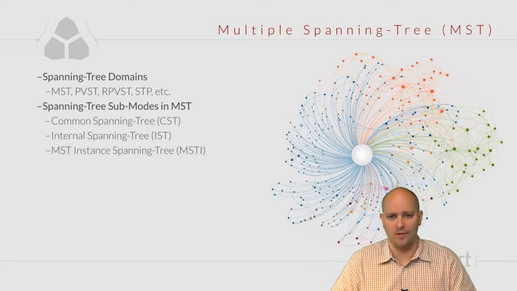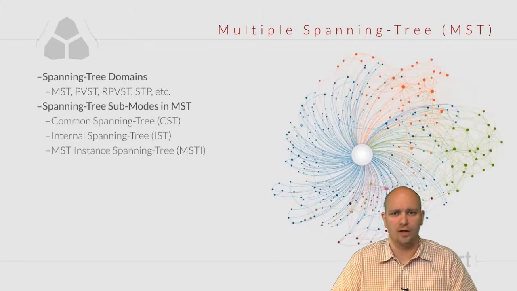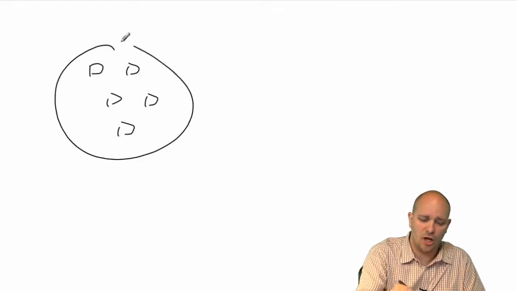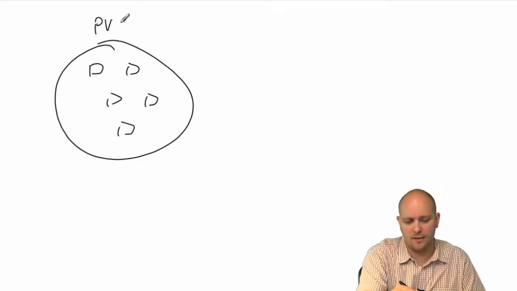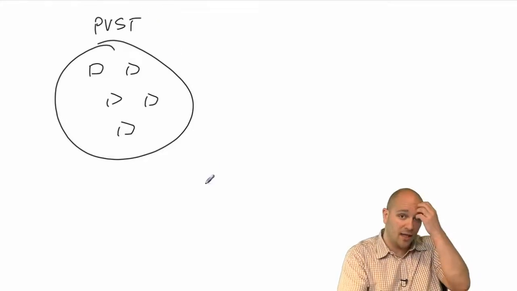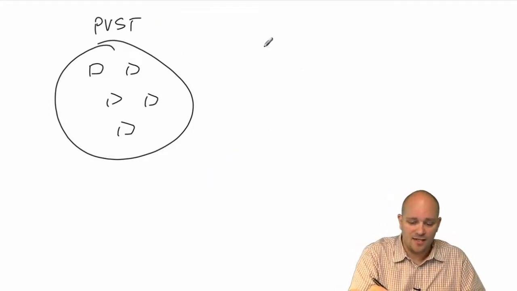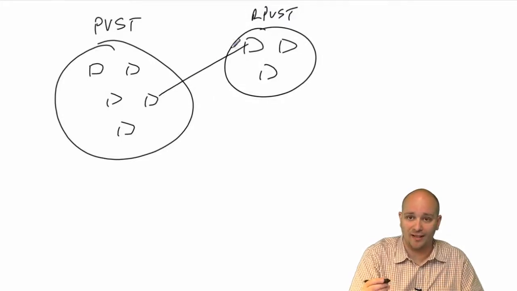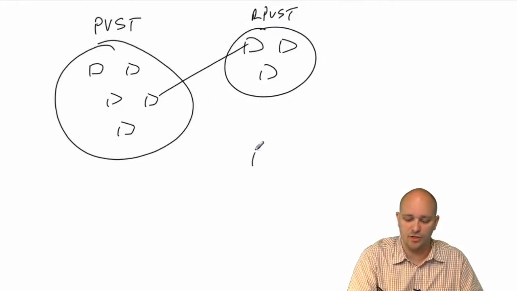So to see how that kind of network will work, let's take a look at our spanning tree domains. Let's say that we had a part of our network that was running traditional spanning tree. So let's say that these switches here are running traditional spanning tree. Let's just make them Cisco switches, so these are running PVST. Let's say that we have a couple of switches there that are running rapid per VLAN spanning tree, and they are somehow interconnected here. And let's say that we have an MST region where we have different switches running MST.